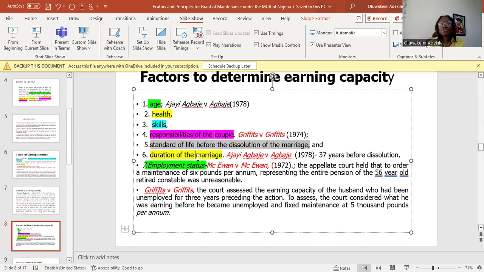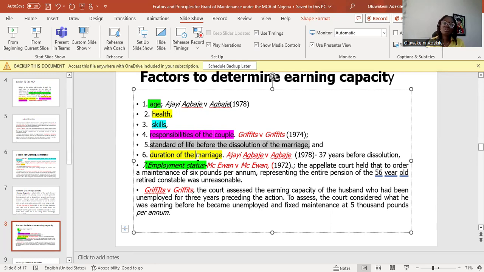Then there are the responsibilities they have, and these are the things where issues of gender interface. For instance, if you have a wife that has young children, her capacity to earn income may be restricted, because the kinds of jobs she may be able to get may be restricted and may not reflect her full potential. The court may look at the standard of life that the parties enjoyed before the dissolution of marriage. That weighs on the assessment of what is given as a maintenance award, and it also affects how the court will try to correct the imbalance in the final order.